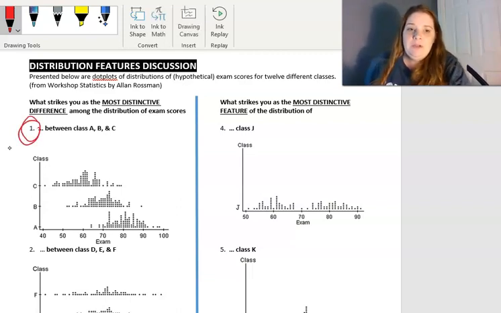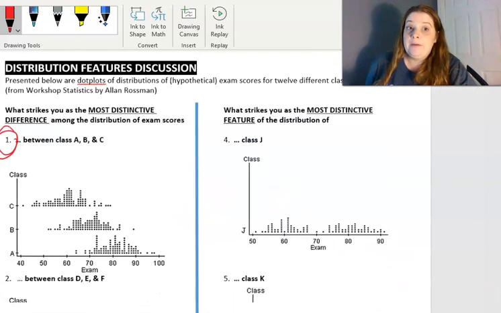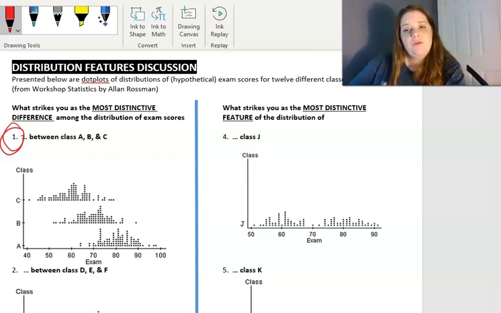All right, so I'm looking at this, and maybe I'll zoom in here a little bit. I zoomed in too much. Now we go back. All right, so I'm looking at class A, B, and C. And so we talk about, what do you see? What is the main difference here? And if you notice, they're all kind of a similar shape. They look like a little bell curve, maybe, mounded up in the middle, slanting off to the sides.